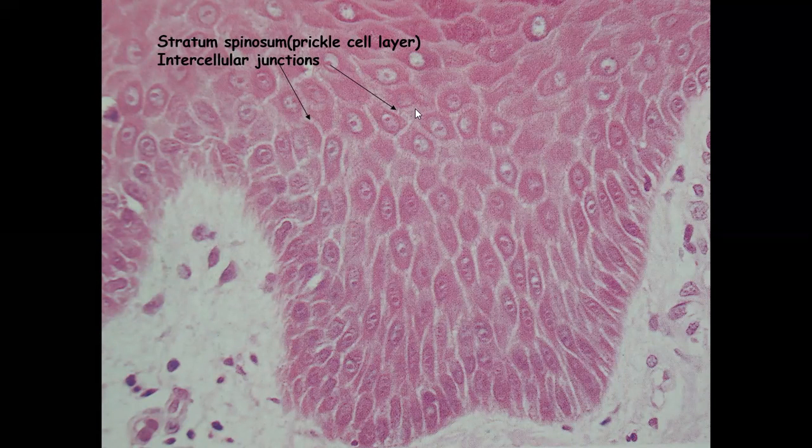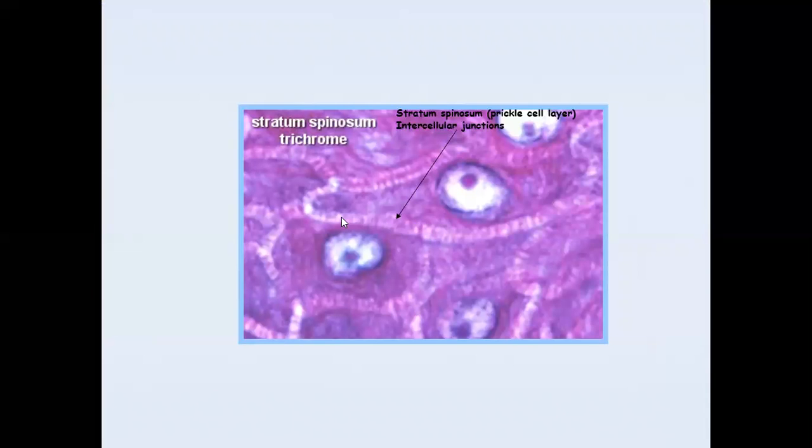In this slide, these desmosomal junctions or intercellular junctions are more obvious. These junctions are perpendicular to the surface of the cells. Desmosomes are more obvious here.